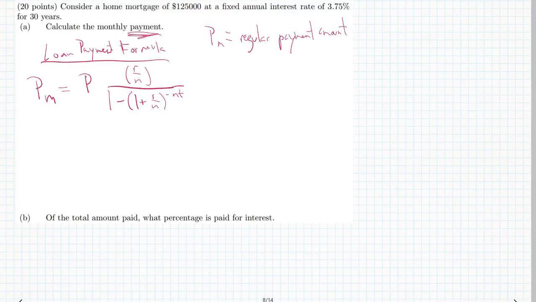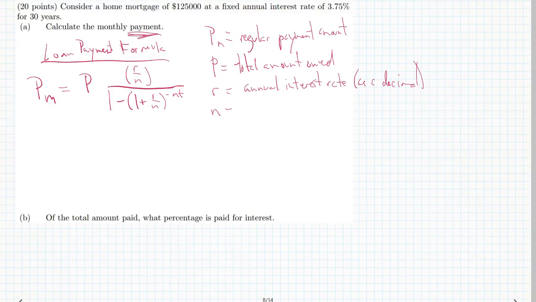Which will be month. P is the total amount owed. R is the annual interest rate as a decimal. So not as a percent, as a decimal. N is the number of times compounded. And in this case, it'll be per year because we have an annual interest rate. And then T is the time.